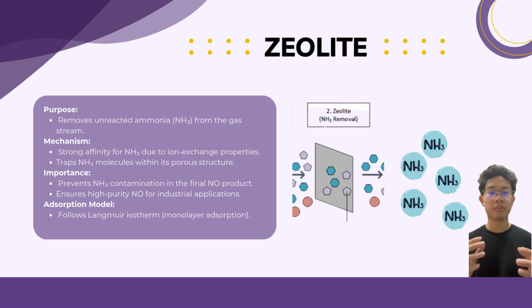The second layer consists of zeolites, which selectively adsorb the unreacted ammonia. Their ion exchange capabilities and micropore structure allow them to efficiently trap the ammonia. This step is crucial as even a trace amount of ammonia can affect the downstream application.